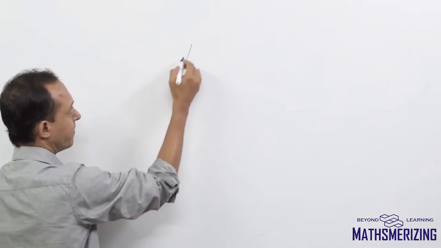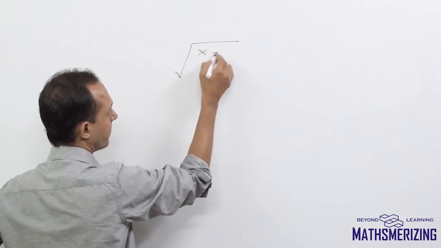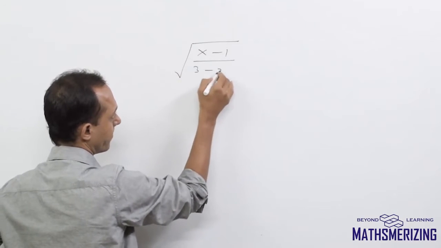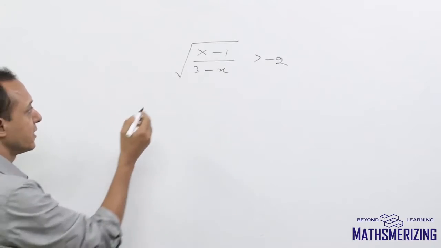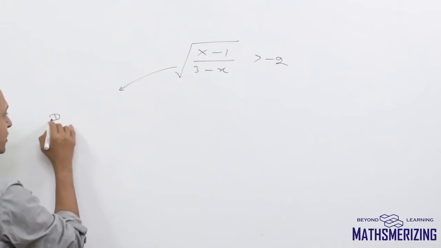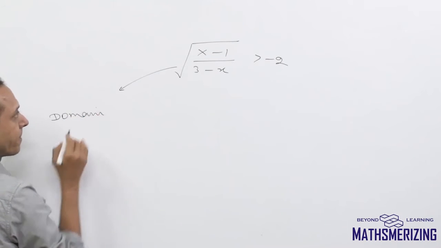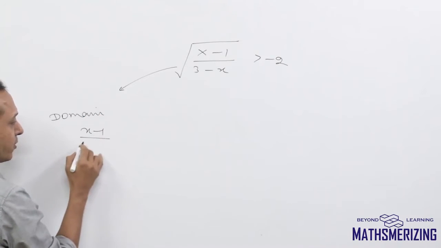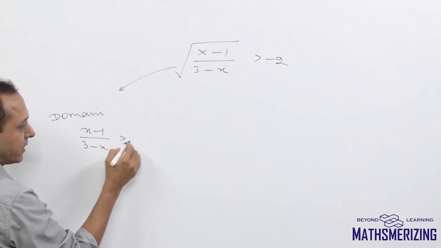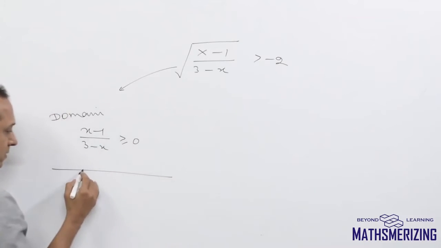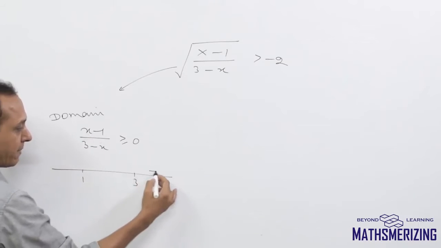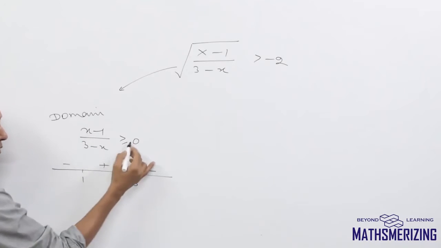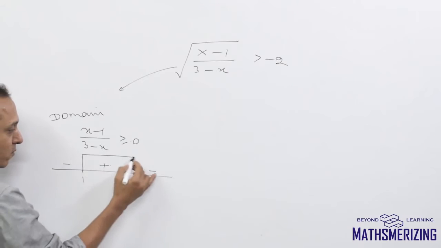Say for example, square root of (x minus 1) upon (3 minus x) is greater than minus 2. Now first thing, what is the domain of this function? Domain of this function is (x minus 1) upon (3 minus x) should be greater than or equal to 0. So the roots are 1 and 3. So plus and minus, so it will be minus, plus and minus. I need what? I need plus. So from 1 to 3.